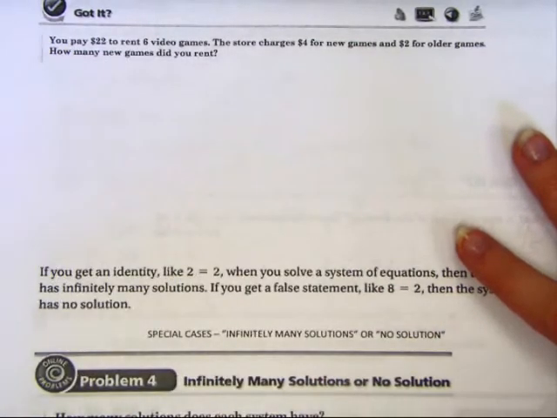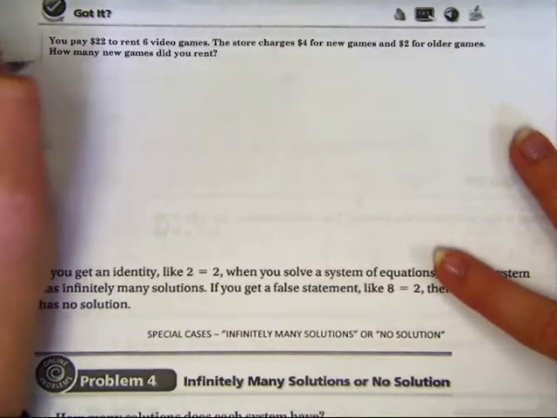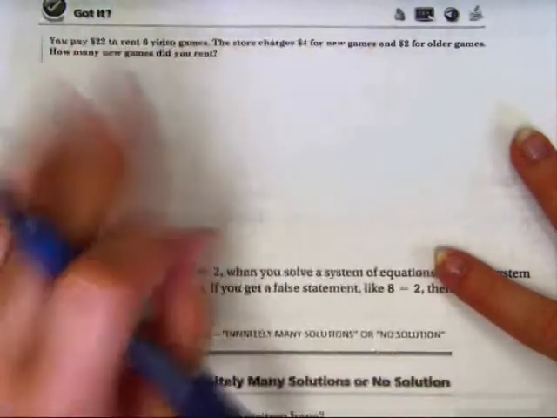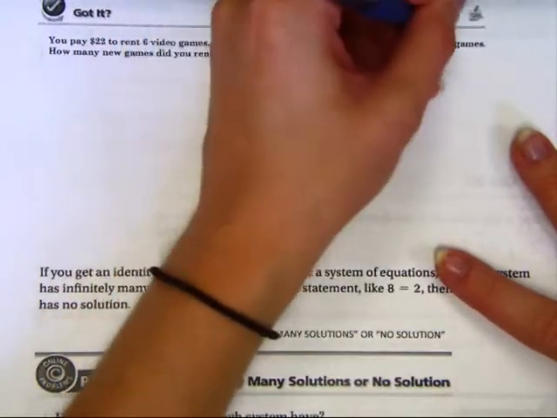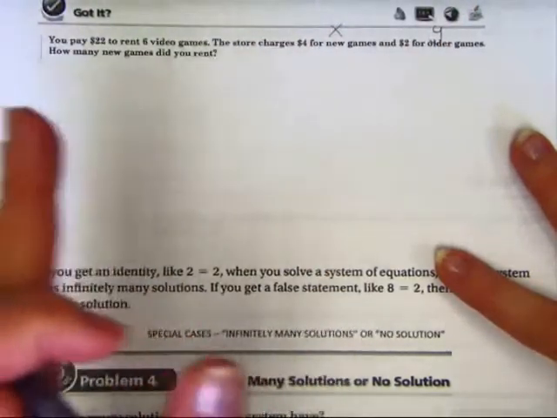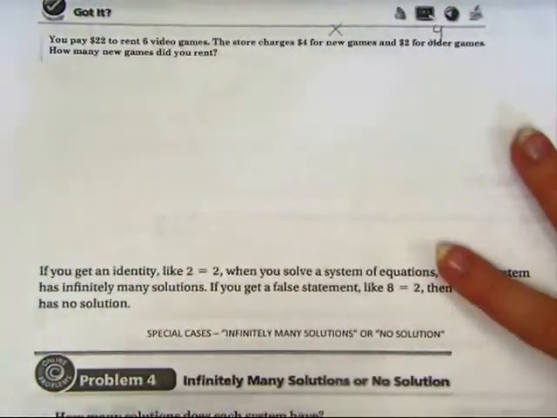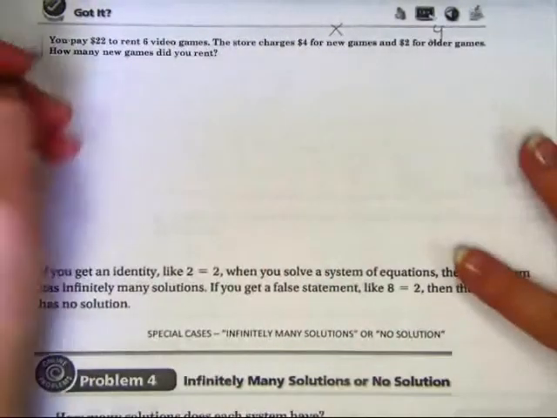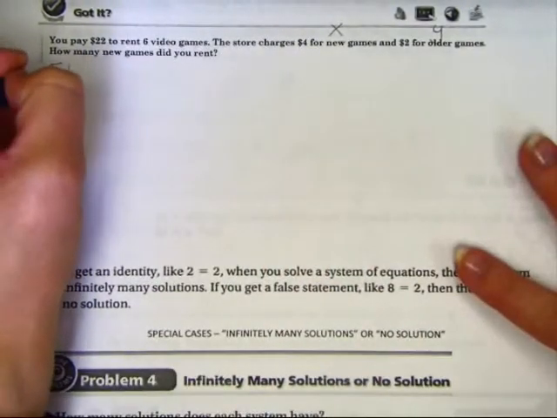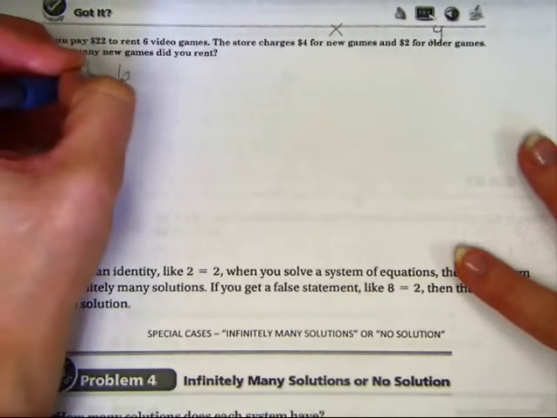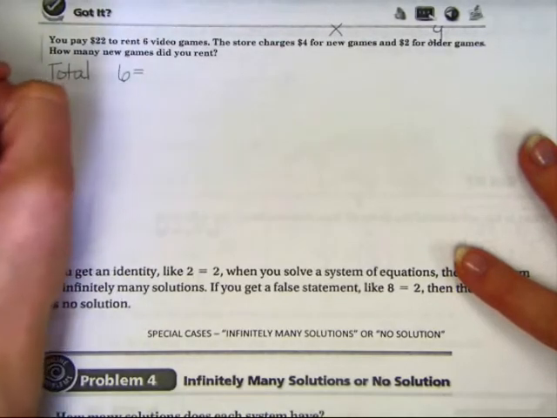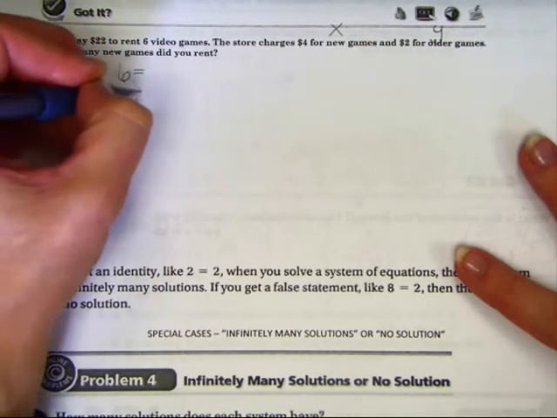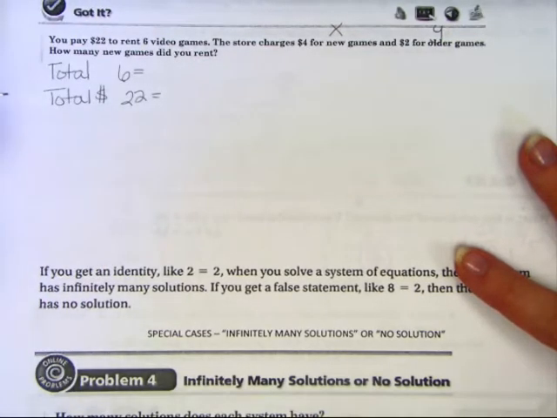The first thing to recognize is that, again, we have to have an X and a Y, okay? So the two items that we're taking home are new games, X, and old games, Y. You can switch those up. It really doesn't matter as long as you get X and Y and you stay consistent, okay? So we do know that we have a total, again, just like we did in the last problem, of 6 video games. We also know that we have a total money of $22, a total value when we checked out.